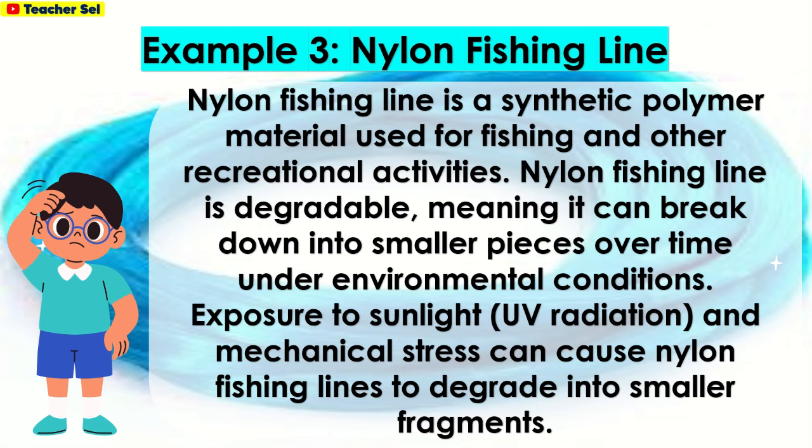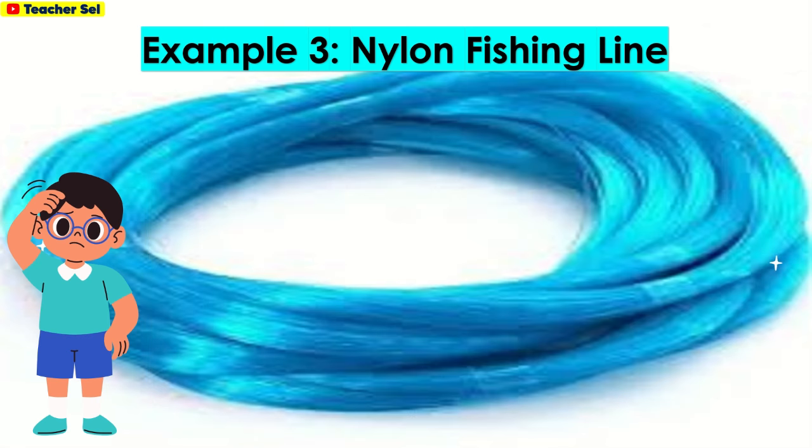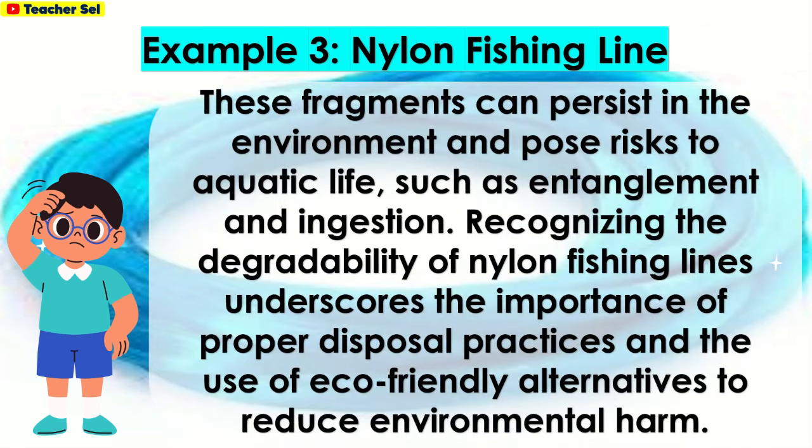Exposure to sunlight or UV radiation and mechanical stress can cause nylon fishing lines to degrade into smaller fragments. These fragments can persist in the environment and pose risks to aquatic life, such as entanglement and ingestion. Recognizing the degradability of nylon fishing lines underscores the importance of proper disposal practices and the use of eco-friendly alternatives to reduce environmental harm.